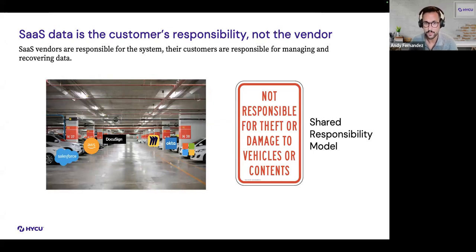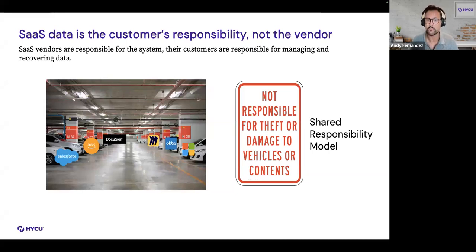They are not responsible for theft or damage to the vehicle. SaaS is the same. AWS, Azure, Atlassian, or Okta, they're responsible for the system. They have to keep the system up and running, secure, and accessible. But if somebody encrypts, corrupts, or even accidentally deletes their own data, they are responsible. Their data is their car. The SaaS provider cannot take responsibility for that.